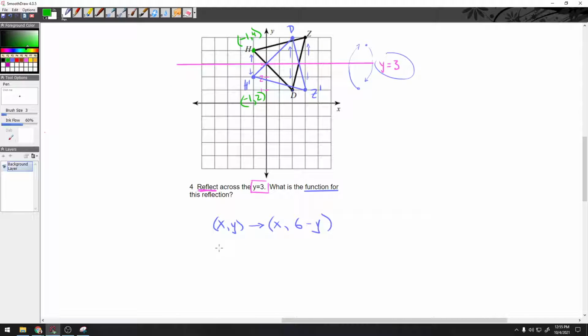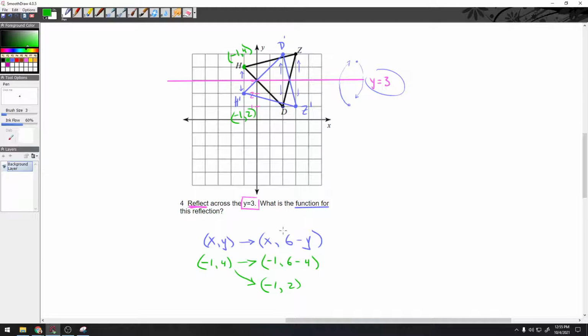So if I started off with -1 comma 4, when I plug it into this equation here, this one would still be -1 here, and then I have 6 minus my 4 here. This does in fact give me -1 comma 2. So I know that my transformation did actually work, and this is the function.